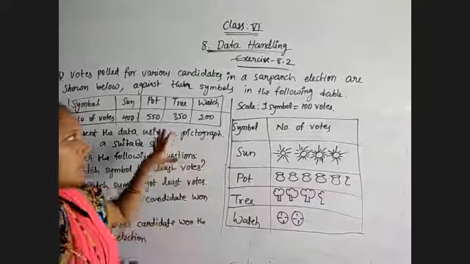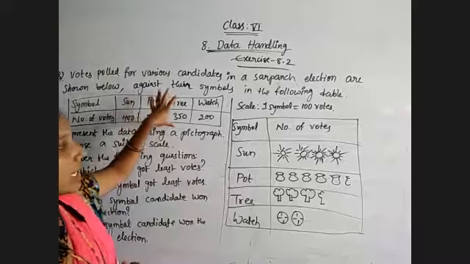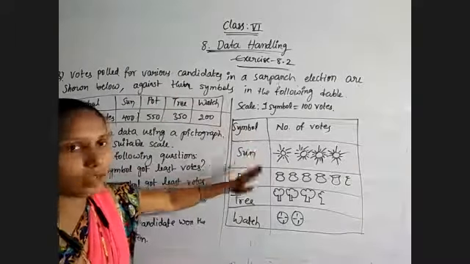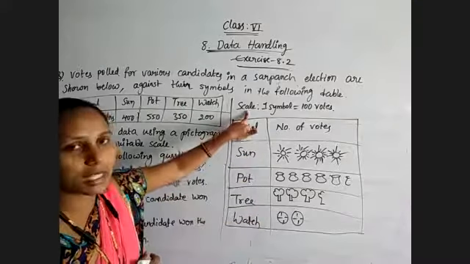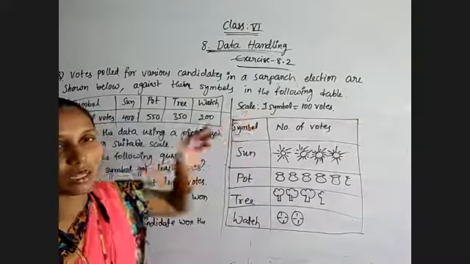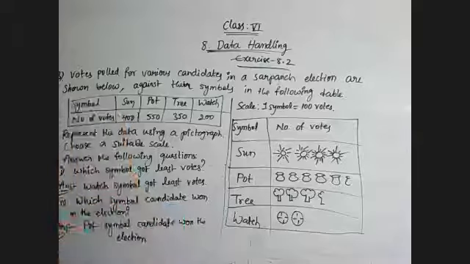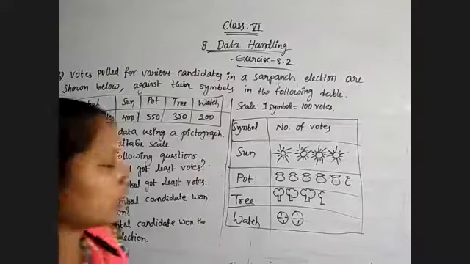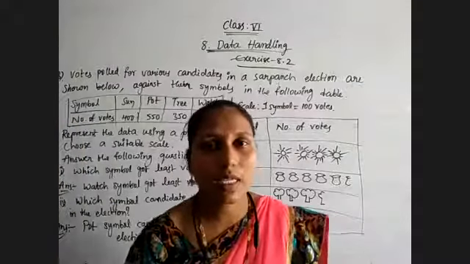Now just observe. Here they have given some information. We are expressing that data as a pictograph by choosing particular pictures with a suitable scale. The remaining 3 questions we will discuss in the next class.